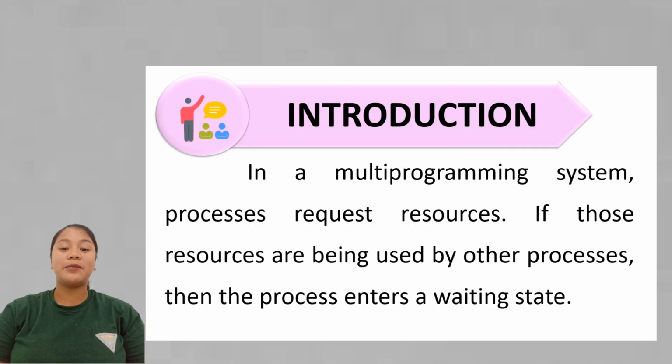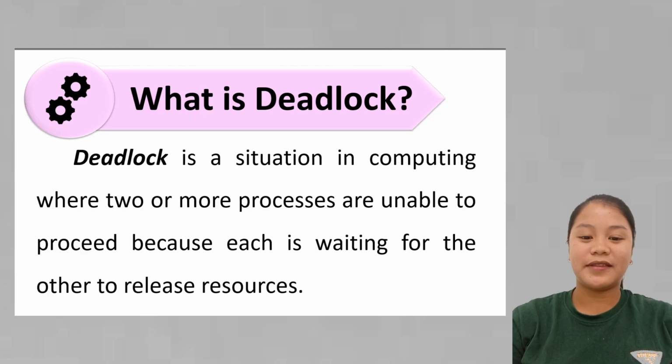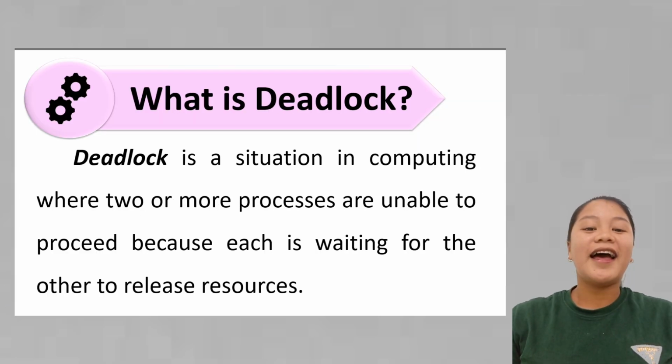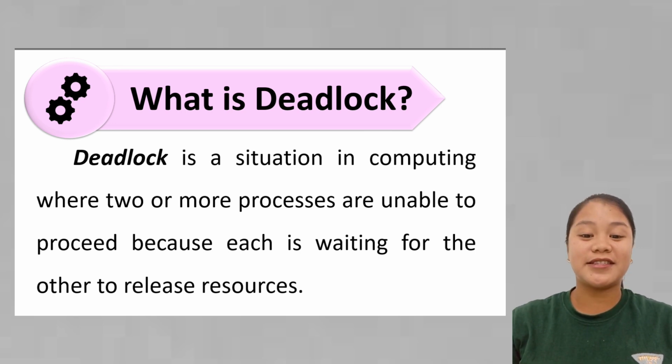interruption. In a multi-programming system, processes request resources. If those resources are being used by other processes, then the processes enter a waiting state. So what is deadlock? Deadlock is a situation in computing where two or more processes are unable to proceed because each is waiting for the other to release resources.